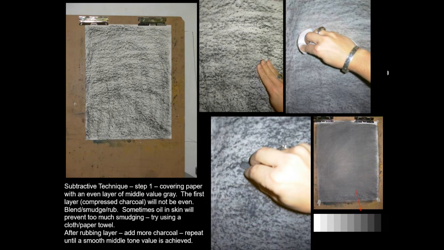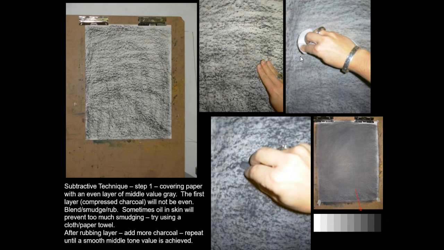You can see me blending the charcoal together. Now on the first image, I'm using my fingers. You can see the oil in my skin is just kind of grinding the charcoal into the paper, making it stick and smear. But what's more useful is a piece of cloth.